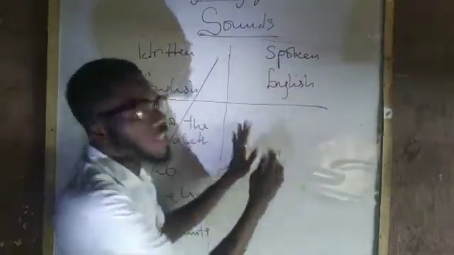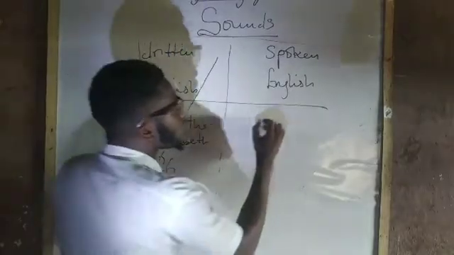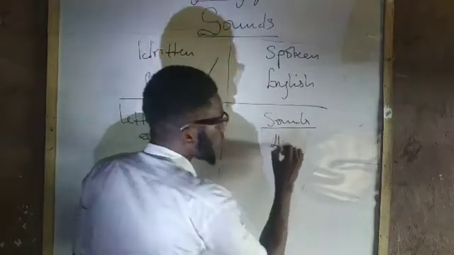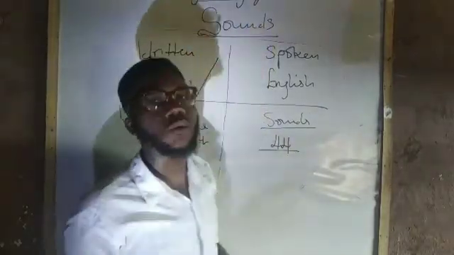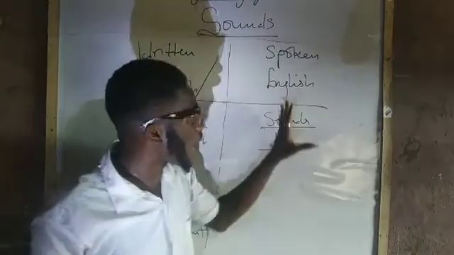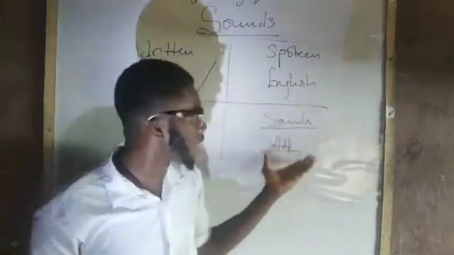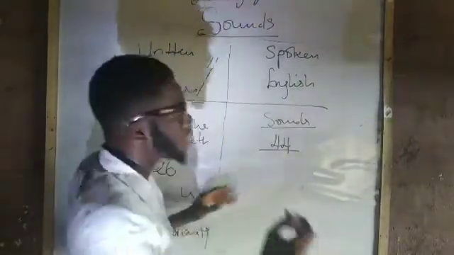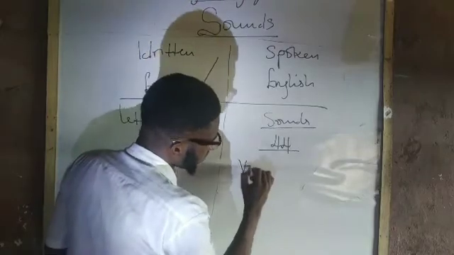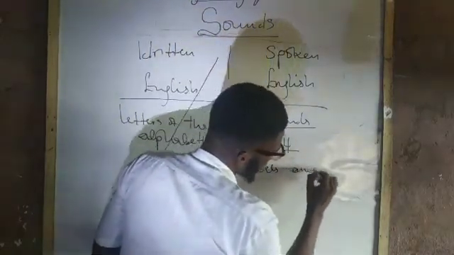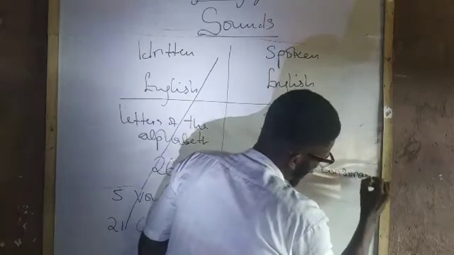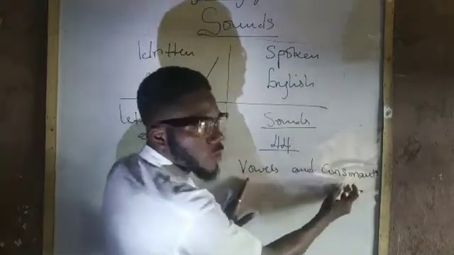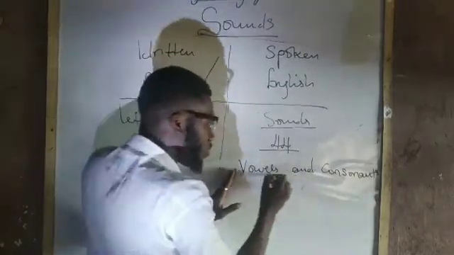And the spoken aspect of the English language, like I said, deals with sounds. And the English language has 44 sound symbols. We are on the spoken English now. There are 44 sounds of the English language. And these 44 sounds of the English language are divided into vowels and consonants. Now, we are going to explain each of these, starting with vowel.